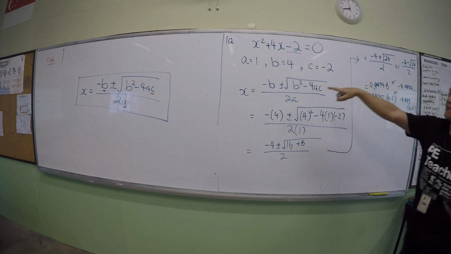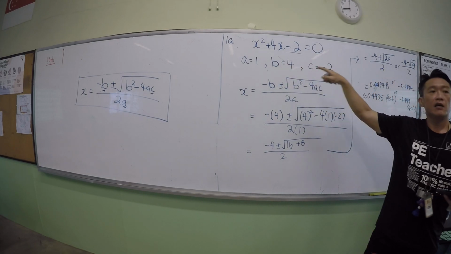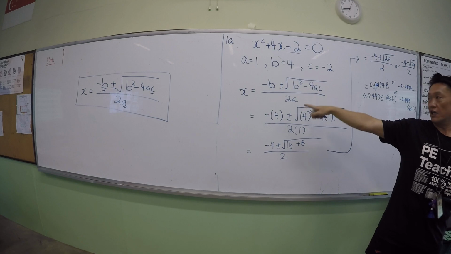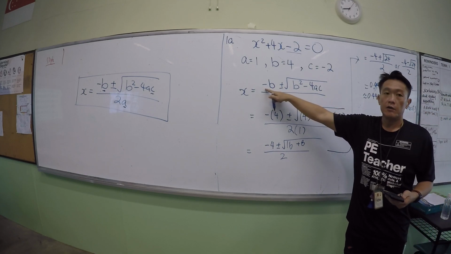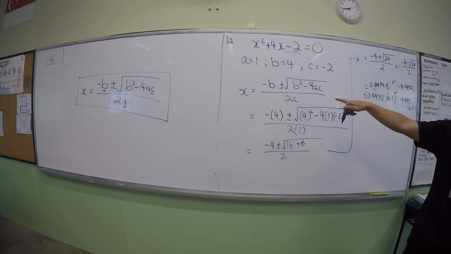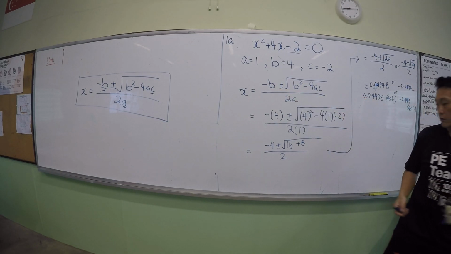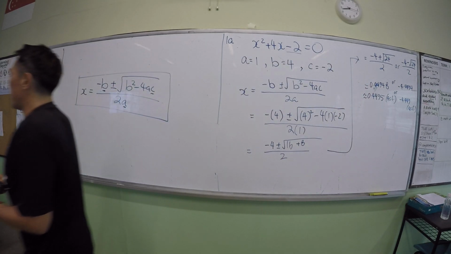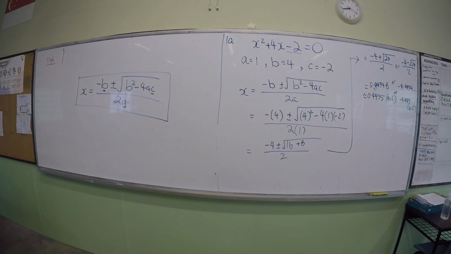Steps. Identify your A, B, and C. Do your substitution carefully. Okay, remember, everything remains, but what you want to substitute, put inside a bracket. Okay? Or else you may end up making mistakes because of the negative sign. Try.